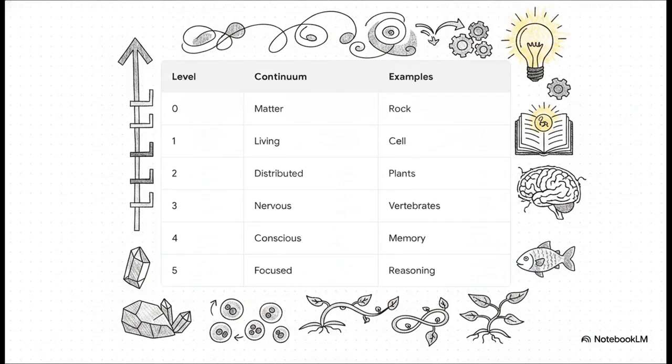As we climb the ladder, we hit level 1 with basic living cells, then level 2 with the distributed control we see in plants. Level 3 brings us nervous systems and vertebrates. By level 4, the continuum has developed enough to handle self-modeling and memory. And then at the absolute peak, level 5, we have highly focused consciousness. Think of a moment of brilliant creative insight or deep reasoning. That's where the continuum is achieving both extreme integration and extreme flexibility at the exact same time.